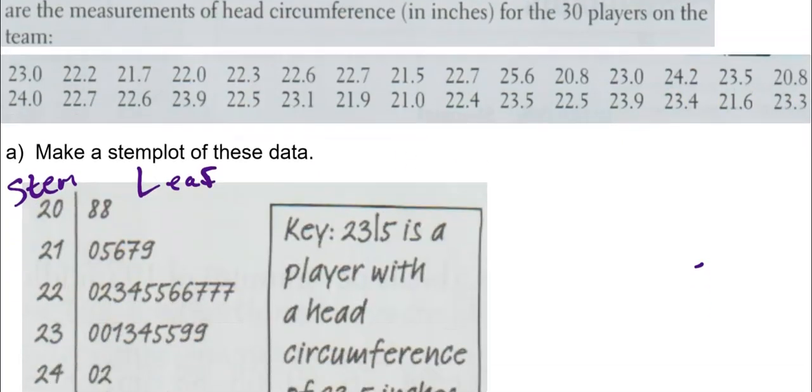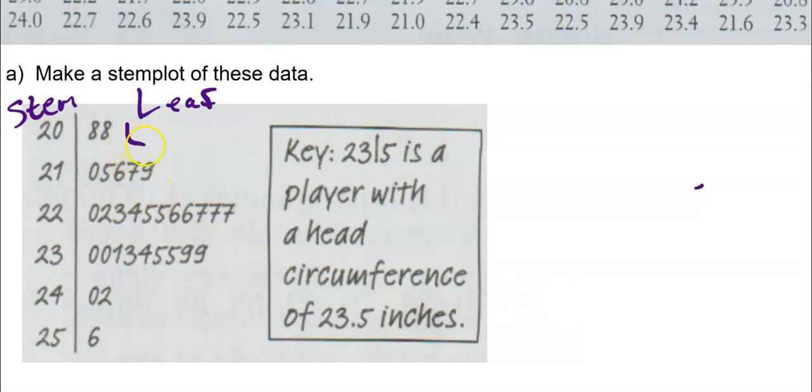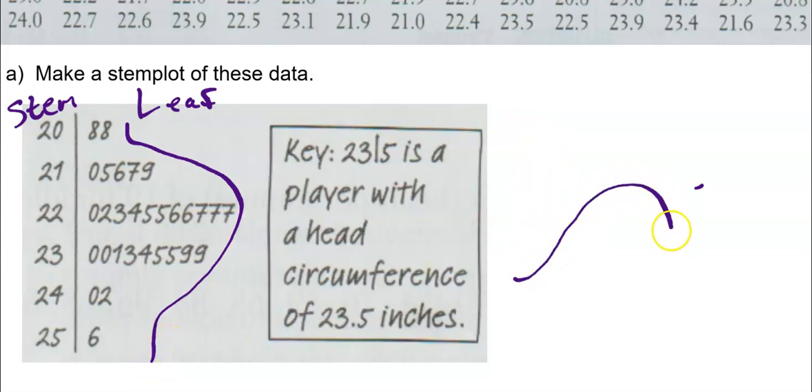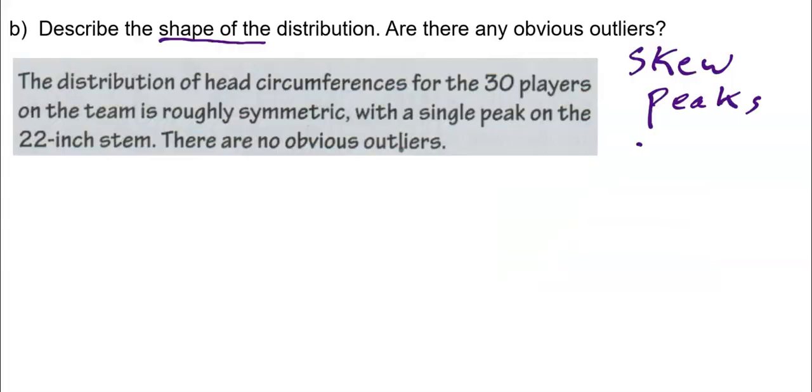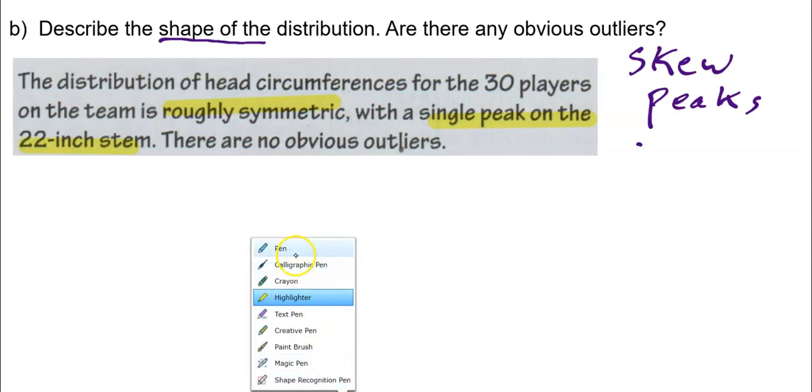So when I look at this, how do I know it's roughly symmetric? Because here's my shape. If you were to look at it vertically, it would have been something like that. Okay, there is no obvious skew. Is it exactly symmetric? No, it's not exactly symmetric. That's why we use the word roughly symmetric. We described the single peak on the 22-inch stem. They included outliers, so let's also include our outliers in shape.